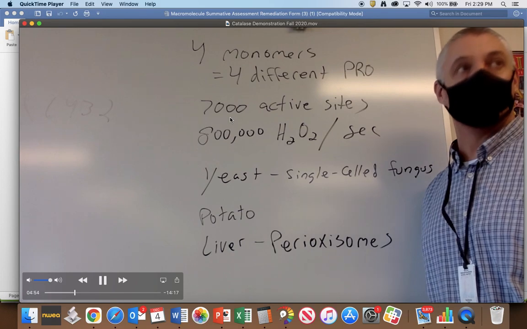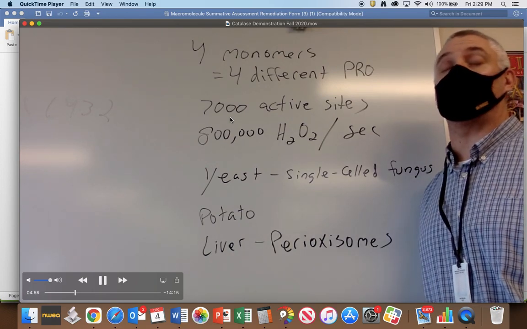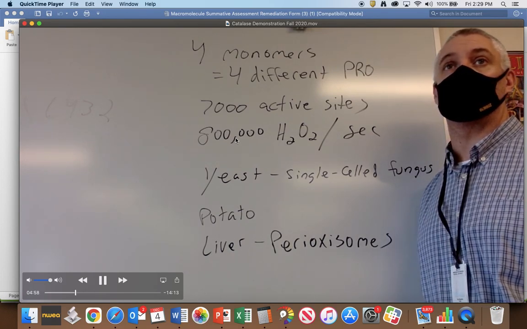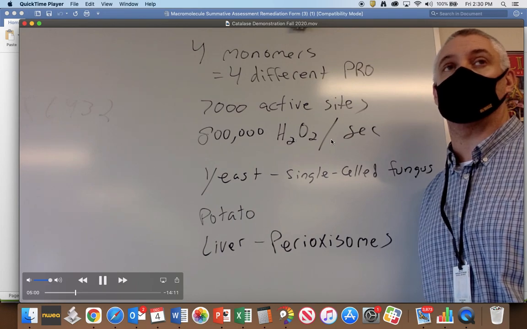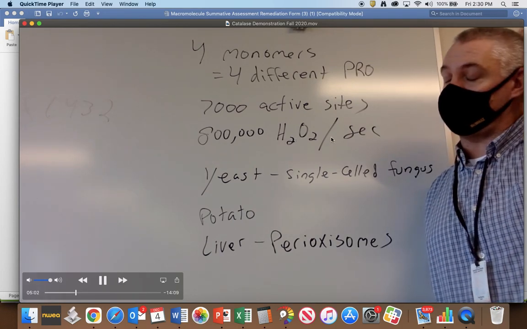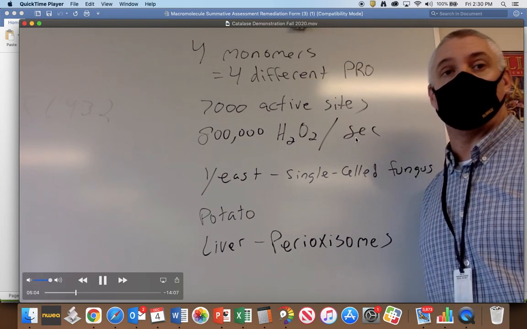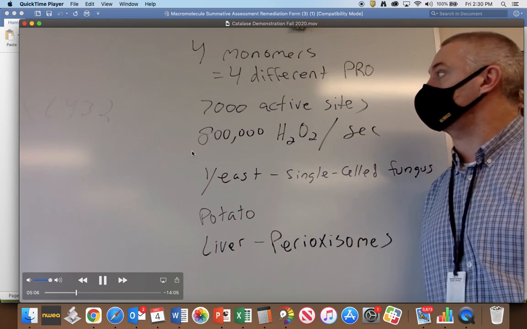There's 7,000 active sites on the enzyme, and 800,000 hydrogen peroxides are broken down each second by one enzyme. So that's a lot happening.